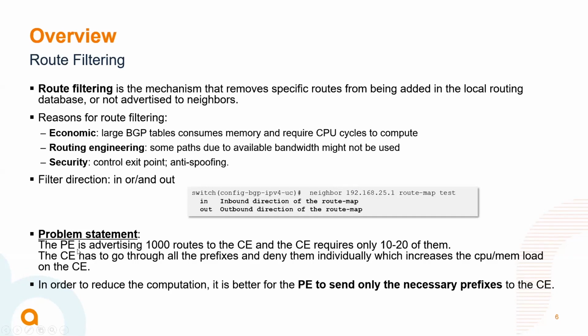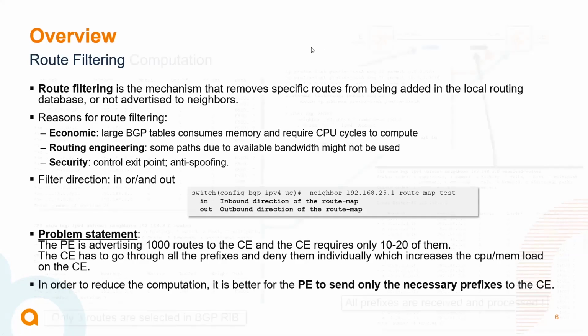This is a PE that advertises many routes to the CE, and the CE will only require very few of them. So the CE will have to process all the prefixes and deny them individually, one by one, which will consequently increase the CPU and the memory load on the CE. To reduce that computation, we would like the PE to send to the CE only the necessary prefixes for the CE.